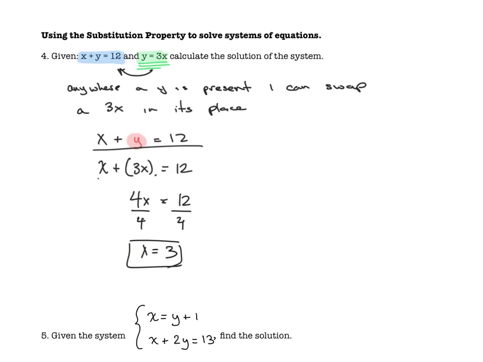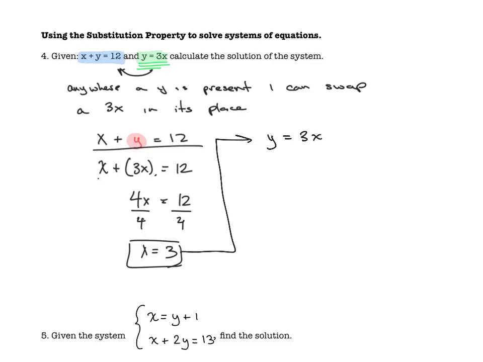Now, I go back into any one of these equations, and I'm going to use this one. So now anywhere an x is present, I can swap it with the value of 3. So what I'm going to do is go over here and do that. So I have this equation, y equals 3x. And by the way, it does not matter if I use x plus y equals 12 or y equals 3x. You need to use one of them. So pick one and just do this swapping.